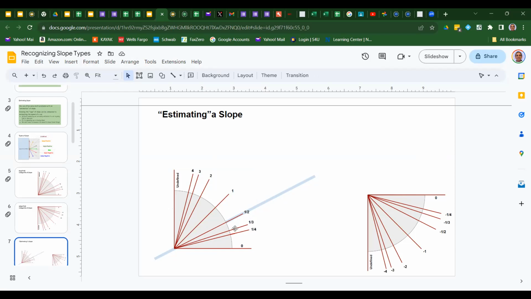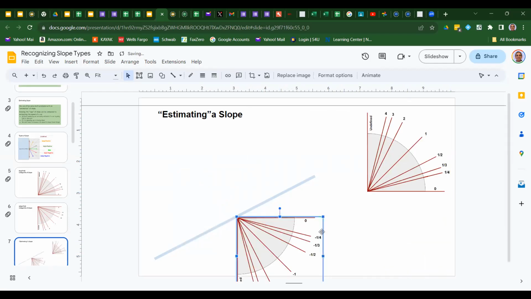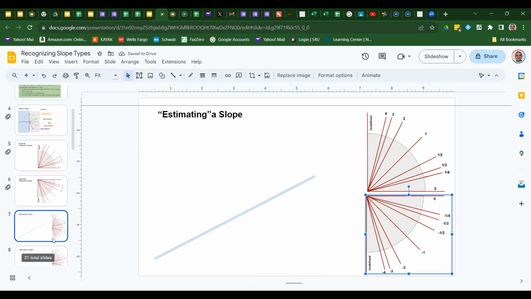I'm not worried that it's exactly 1/2. I'm just interested in whether this is like a fractional positive slope of 1/2, 1/3, 1/4. And this gauge kind of helped me figure that out. Let me put this back and take a look at the negative gauge and show we can't really use that on this line because our blue line isn't going through any of these slopes. So that's why I grabbed the positive slope. Let me go to our next slide.